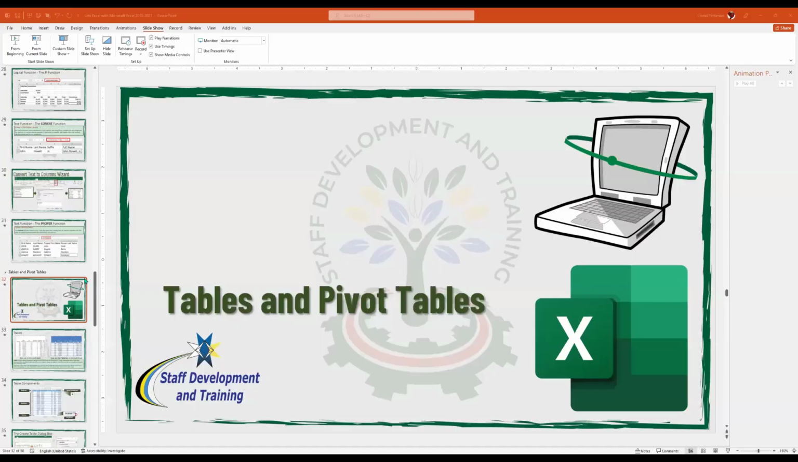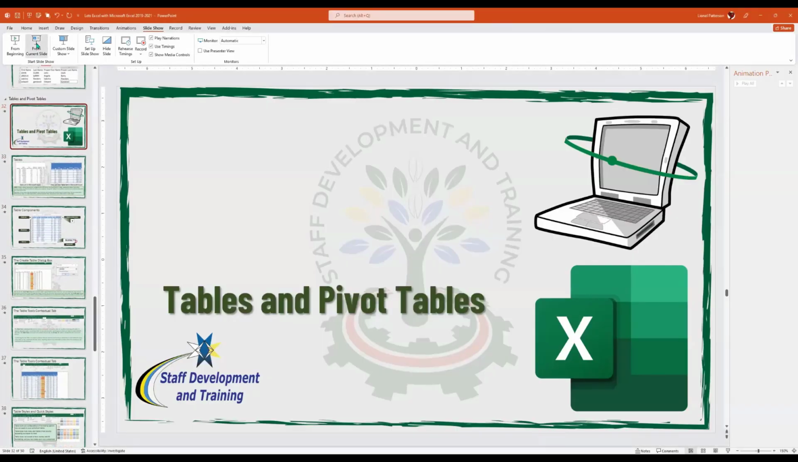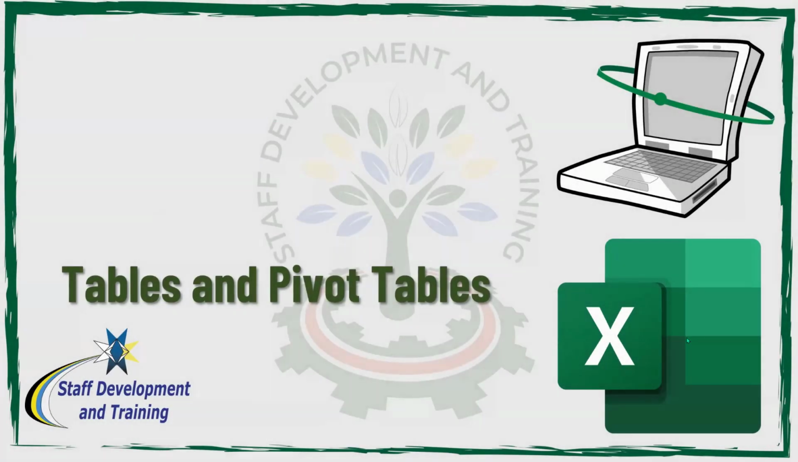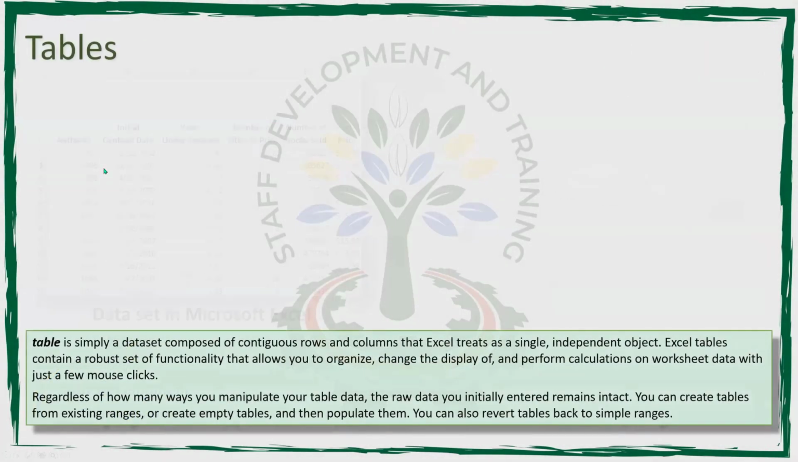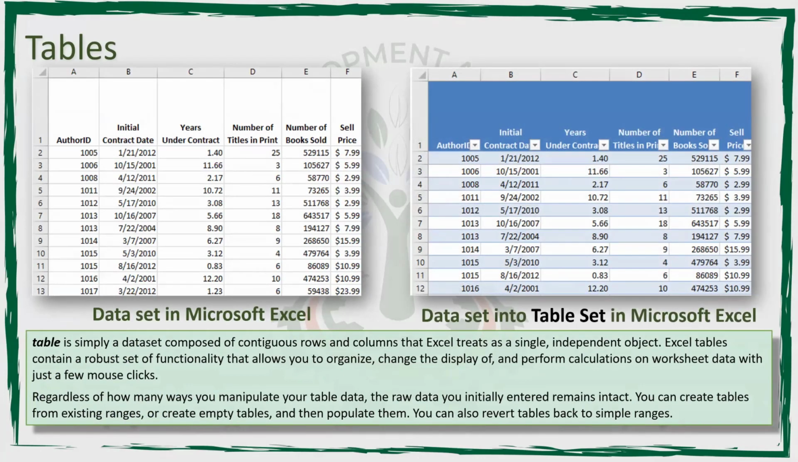So we'll go ahead and move on to the next topic, which talks about tables and pivot tables. So this is going to be tables. A table is simply a dataset composed of contiguous rows and columns that Excel treats as a single, independent object.